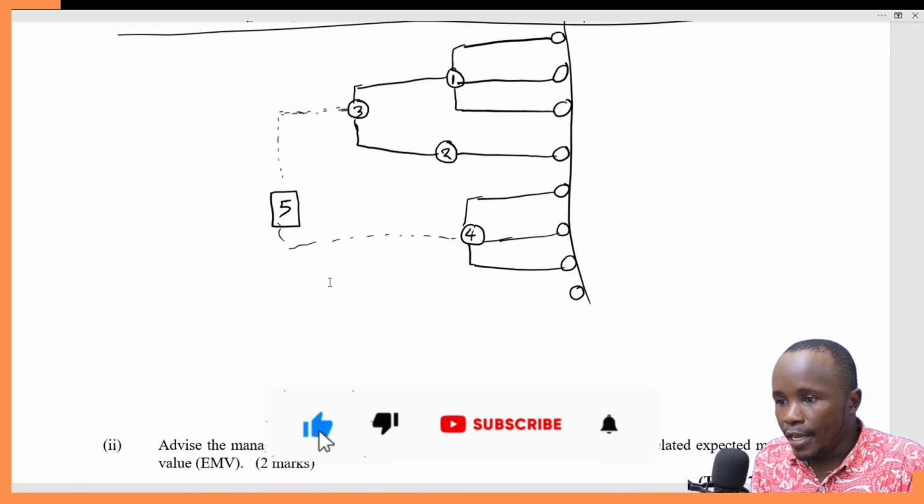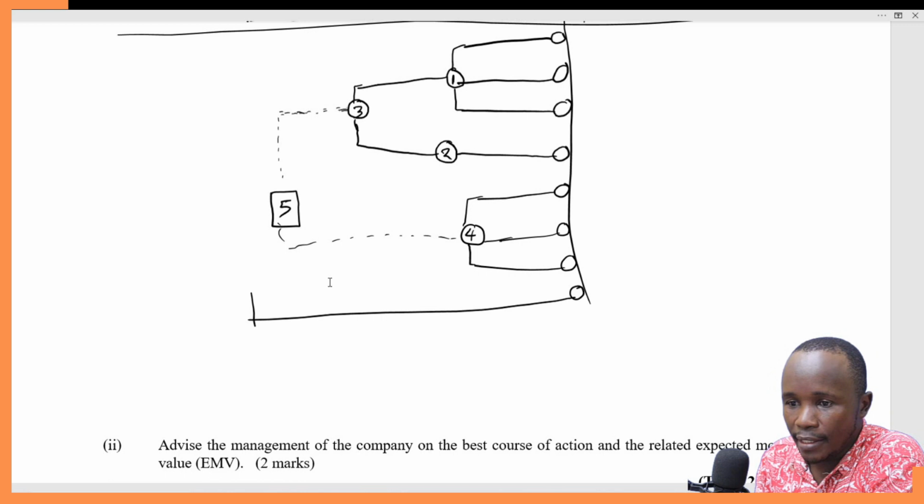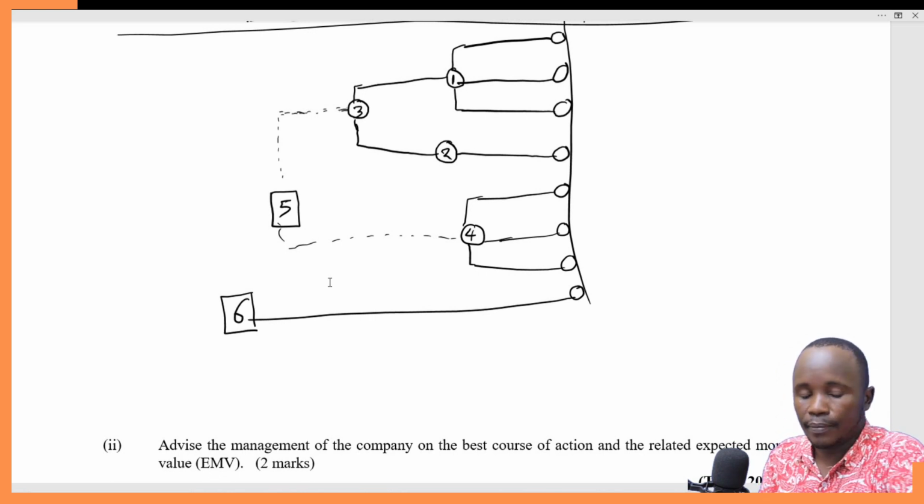Now, here, if you sell the product, that is finality. Selling the product means that it is a tail by itself. Let me call this one number 6.